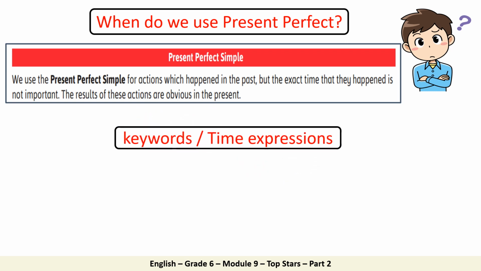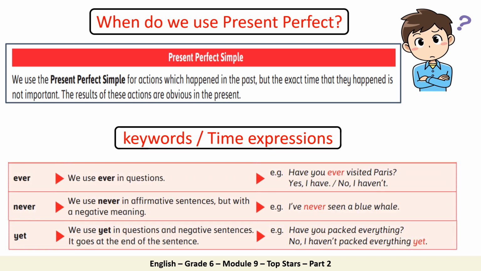And we learn now about the keywords or the time expressions that are used with this tense. We have ever, never, and yet. We use ever in questions. For example, have you ever visited Paris? Yes, I have. No, I haven't. And we use never in affirmative sentences, but with a negative meaning. For example, I've never seen a blue whale.